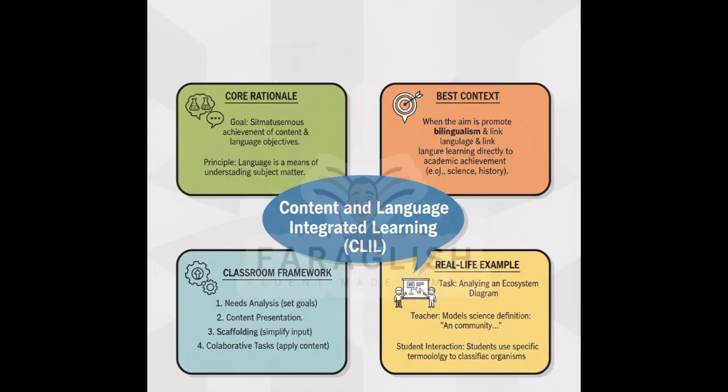Part 2. Current approaches. 1. Content and language integrated learning, CLIL. Approach method name: content and language integrated learning, CLIL. Rationale: learning is optimized when language is used as a means of understanding content, subject matter like history or science, rather than as an end in itself.